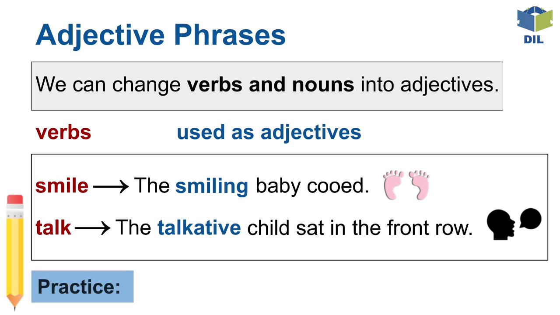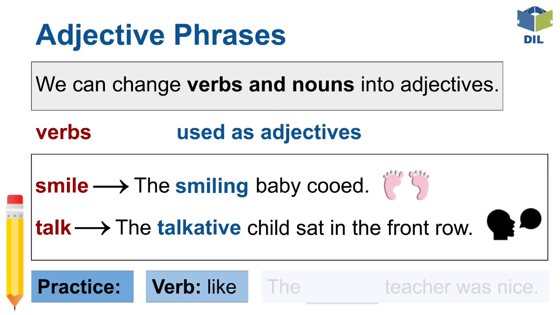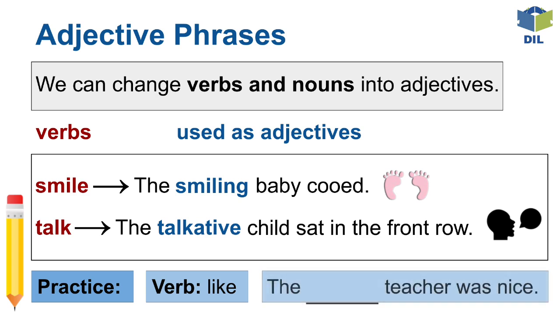Now you try. How would you change the verb like to an adjective in the following sentence? The teacher was nice. Exactly. You can change the verb like into likable. The likable teacher was nice. The adjective likable is describing the noun teacher.